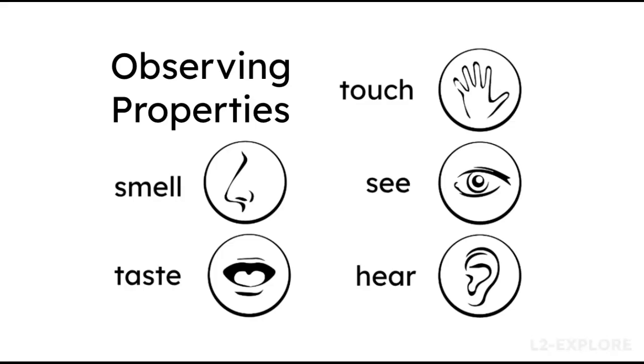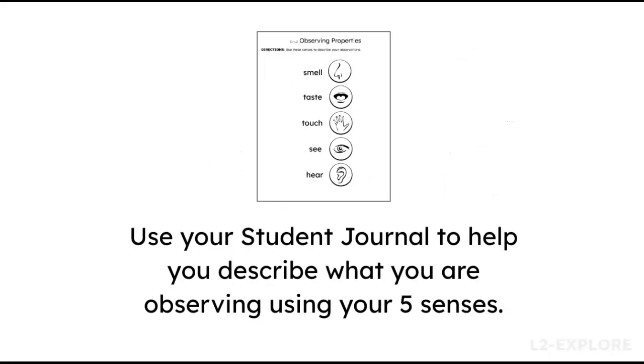To support this investigation, you will display the Observing Properties slide. Students will not be using their sense of taste for the objects, unless you have added optional jelly beans to the bin. During the investigation, have students use their Observing Properties student journal page to help them describe what they are observing using their 5 senses. Students will conduct the investigation and share their observations aloud in their teams. Students are not expected to write their observations.